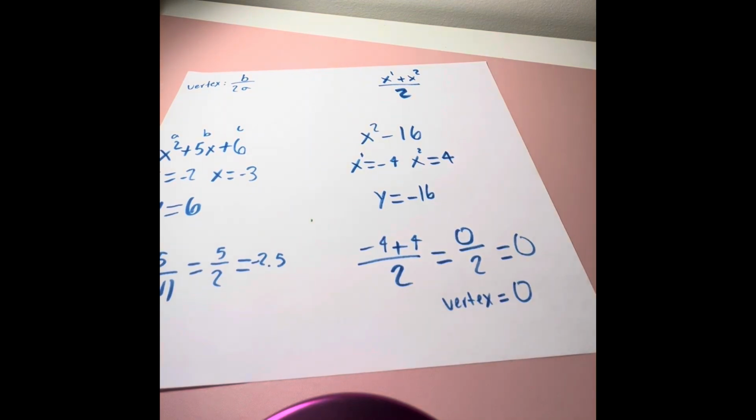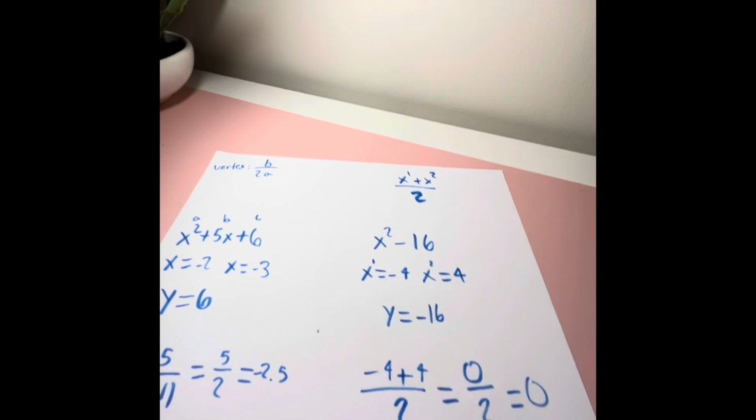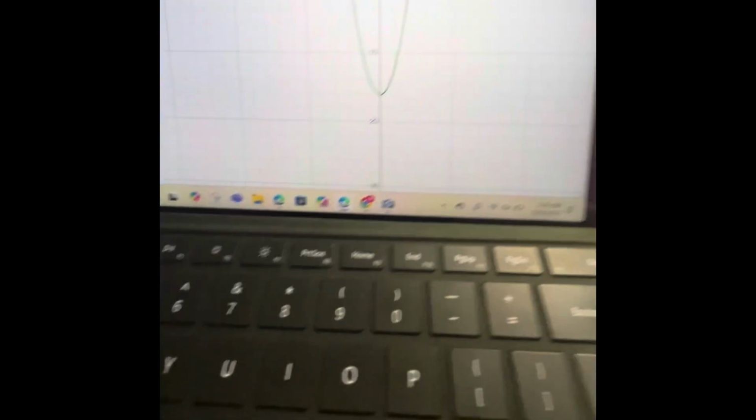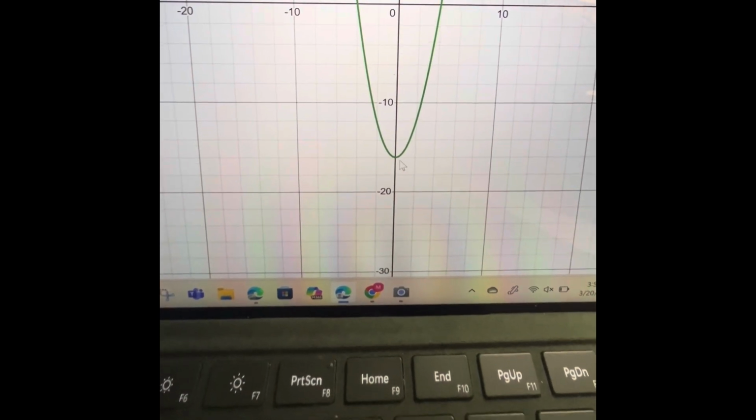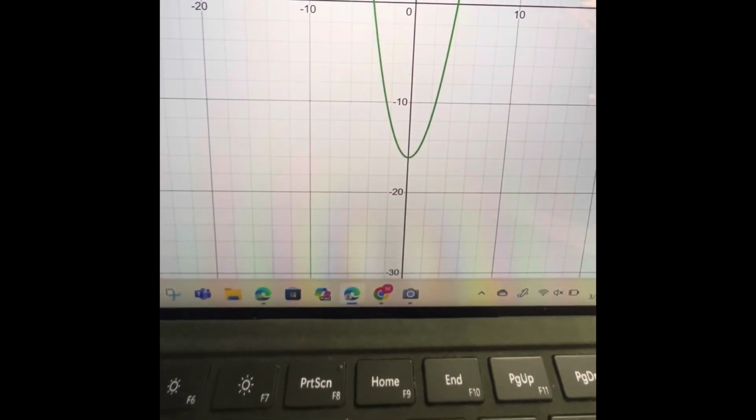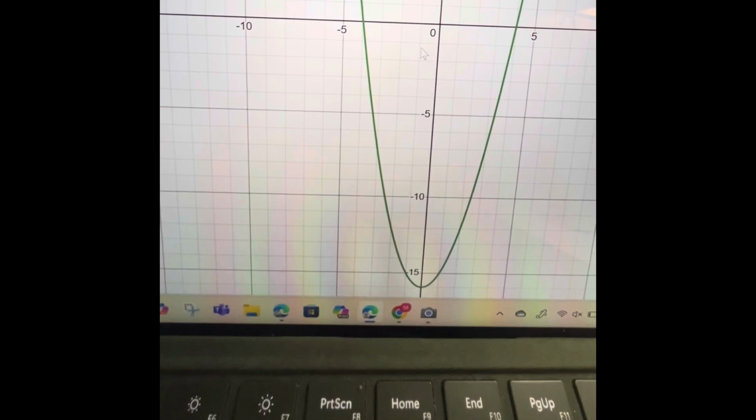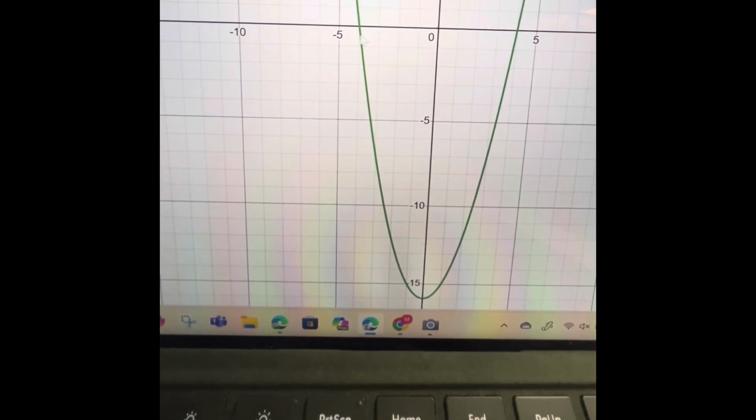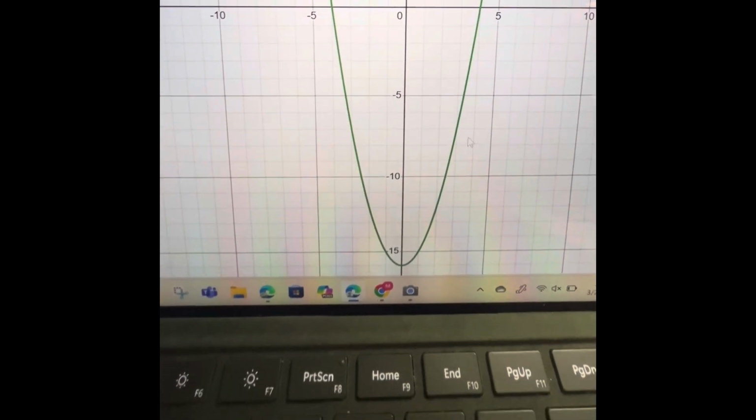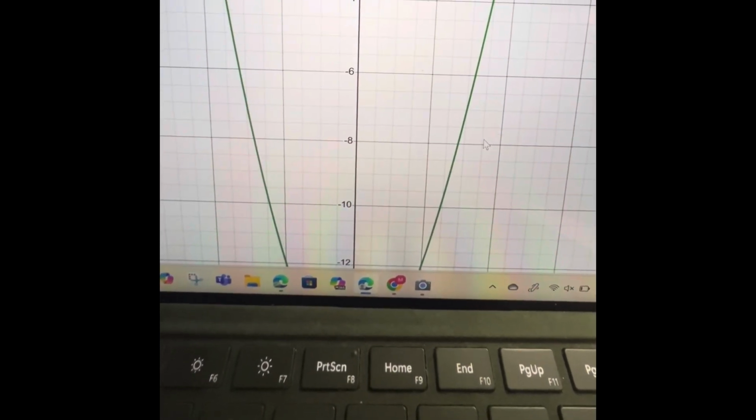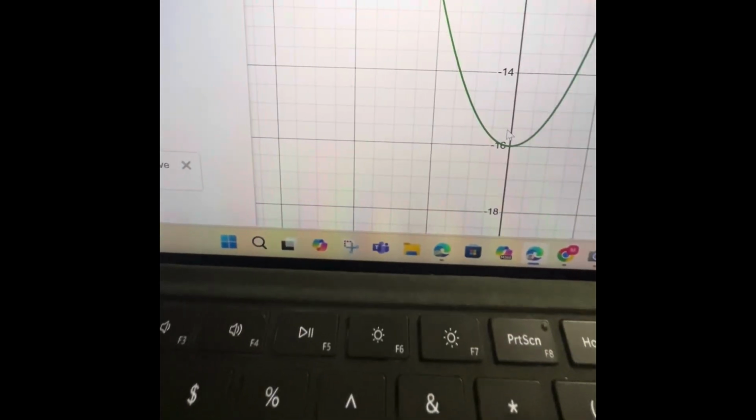So now if we were to put that on a graph, it would look as such. We've got our y-intercept of -16 over here. And then we've got our x-intercepts of -4 and +4, as well as our midpoint of 0.